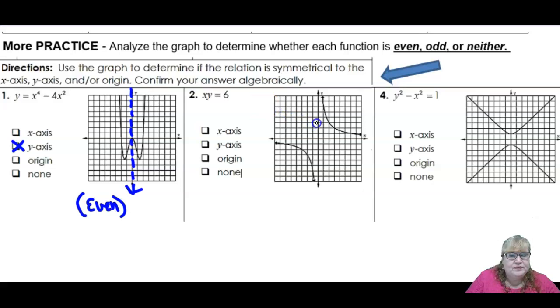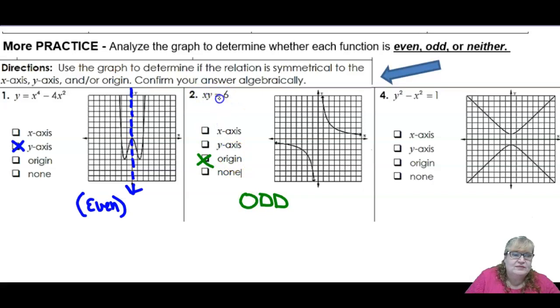This is a tricky one. I cannot fold it here because then I would get something here and something here, okay? I cannot fold it up and down over the x-axis or across the y-axis, but I can turn this 180 degrees and it'll look exactly the same. So that's origin symmetry. And origin symmetry, remember, means that it is an odd function. Okay, origin, odd function.